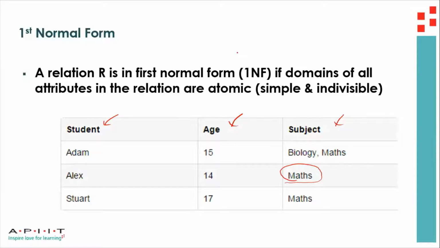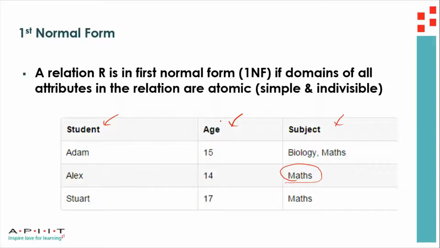Again, I'm repeating. If you are getting a relation which has multiple values for a domain under any attribute, then this relation is not in the first normal form. It has not even started the normalization process. So if I take this particular relation, they have not performed any normalization theory.